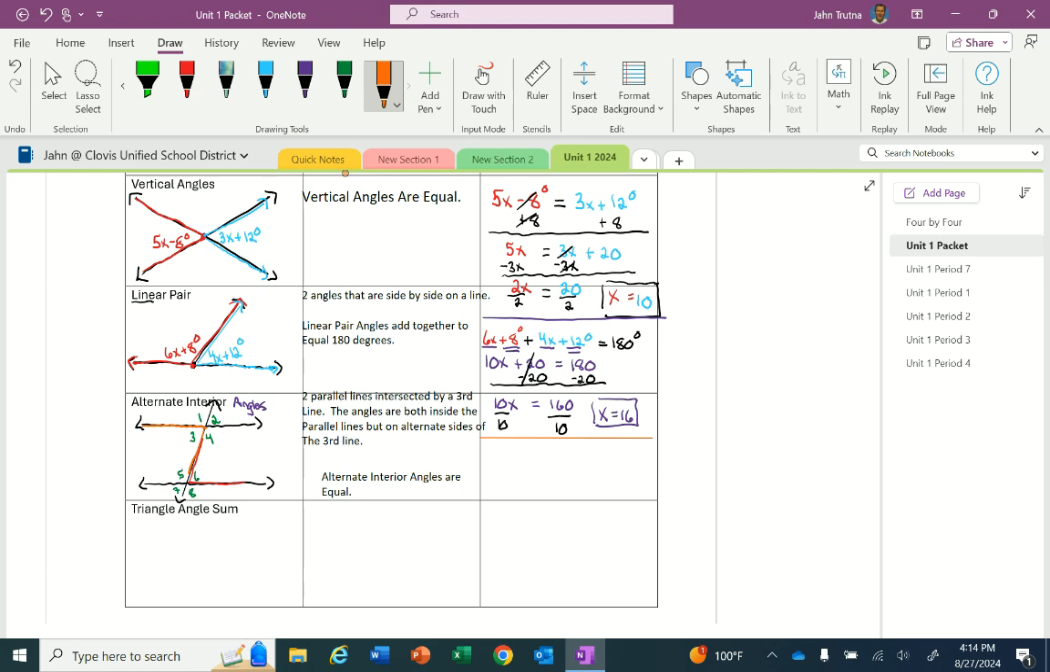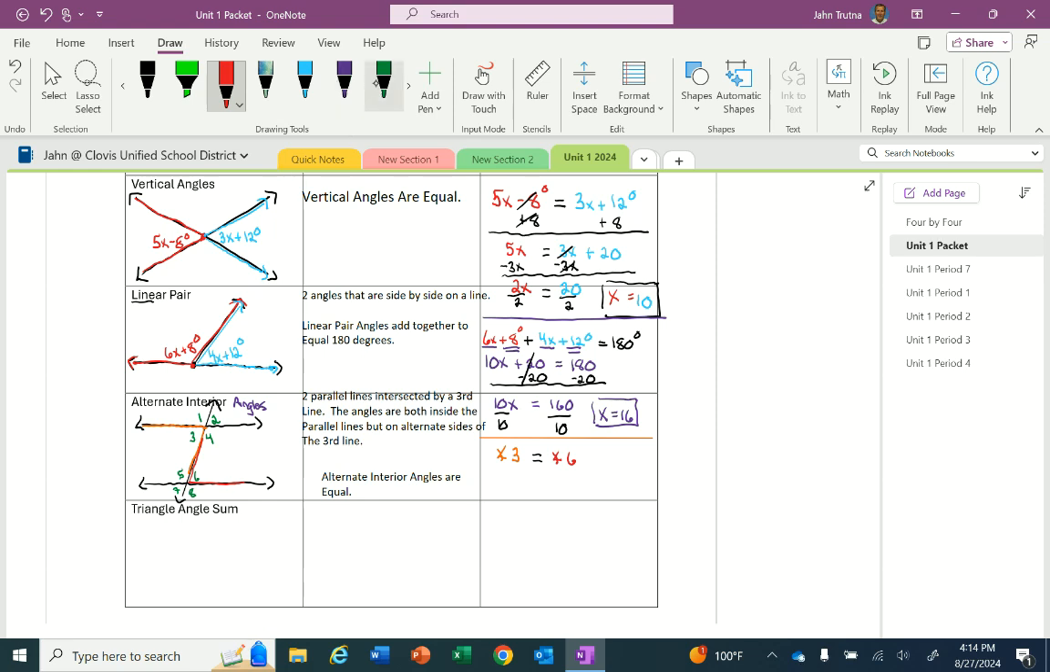So what does that mean? It means that in this picture, the orange angle, which is represented with angle 3, is equal to the red angle, which is represented with angle 6. So angle 3 is equal to angle 6.